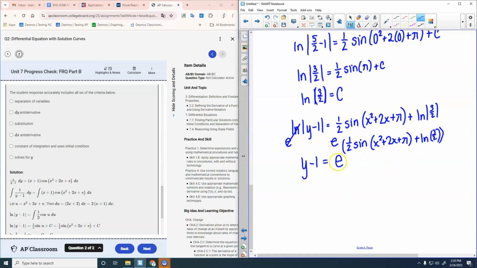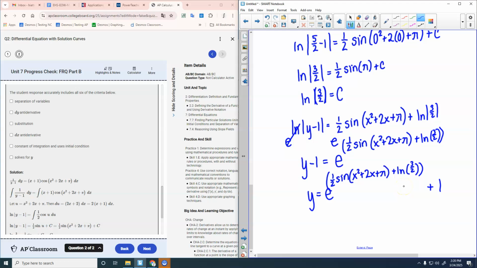So we've got e to all of this stuff here. Technically, there's some stuff that can simplify here, but I'm not messing with it because I just have to get the y by itself. So I then need to add that 1, so I get e to the 1/2 sine of x squared plus 2x plus pi plus the natural log of 3/2. And then make sure your plus 1 is down here, not in the exponent.